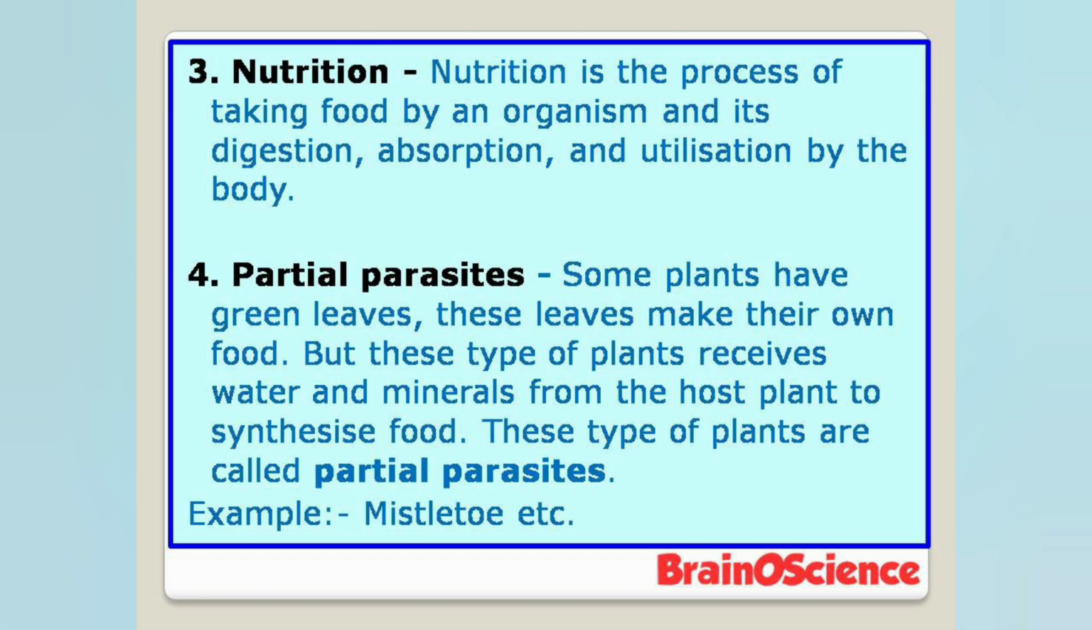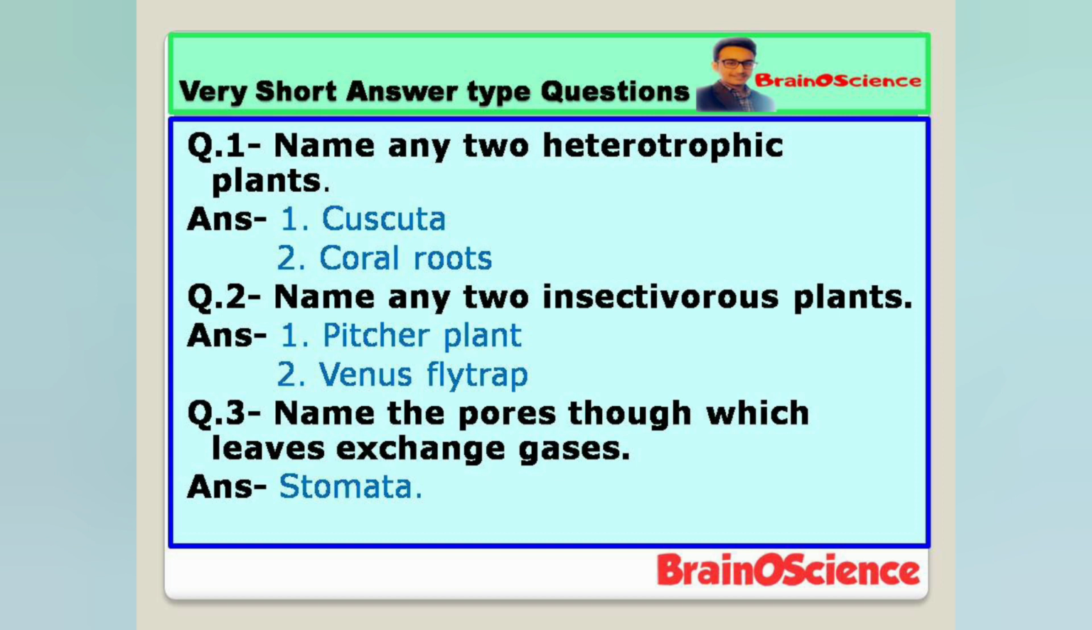Number 3 is nutrition. Nutrition is the process of taking food by an organism and its digestion, absorption and utilization by the body. Number 4 is partial parasites. Some plants have green leaves. These leaves make their own food, but these types of plants receive water and minerals from the host plant to synthesize their food. These types of plants are called partial parasites. Example, mistletoe, etc.